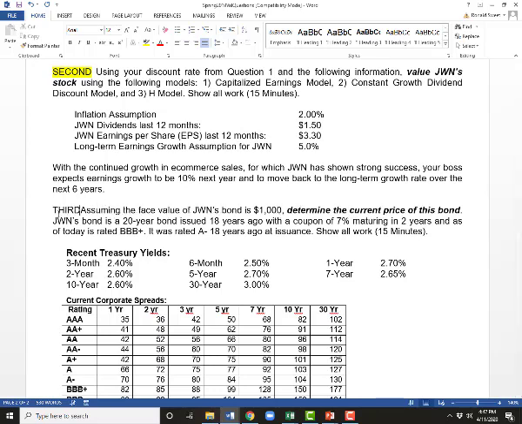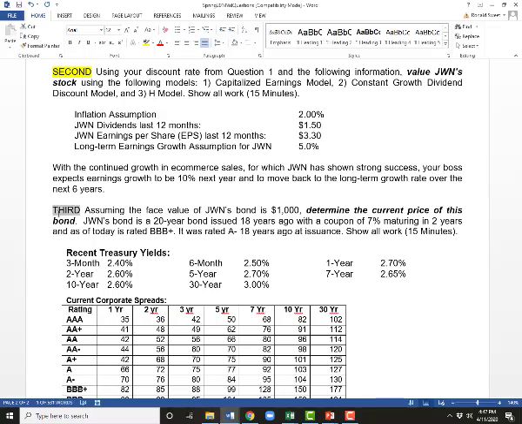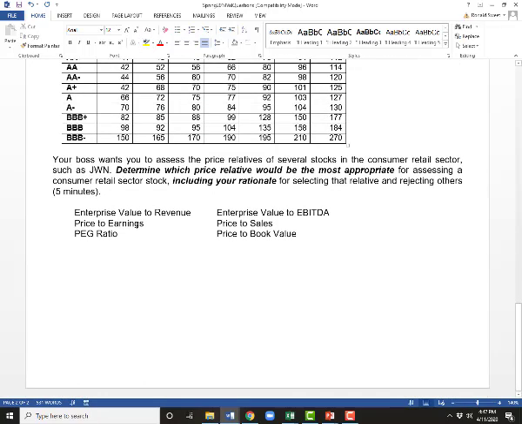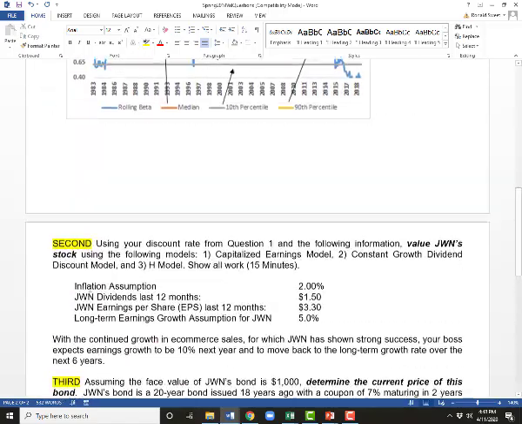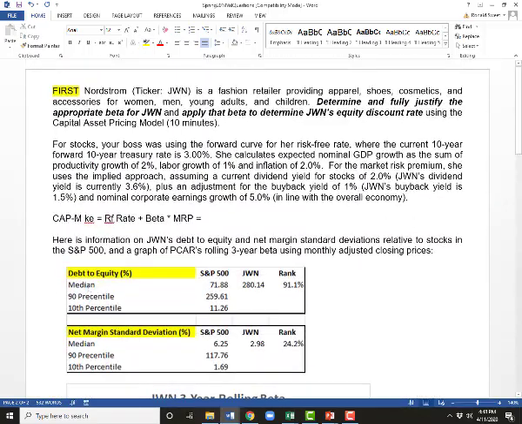Third is a bond valuation problem, which we would have already done in a team question before this video, for this class anyway. And then the last one is a relative value question. So let's see if we can get through a couple of these in this session, and then next class we'll do a few others.